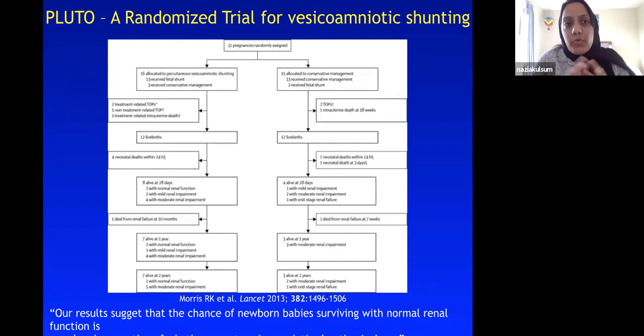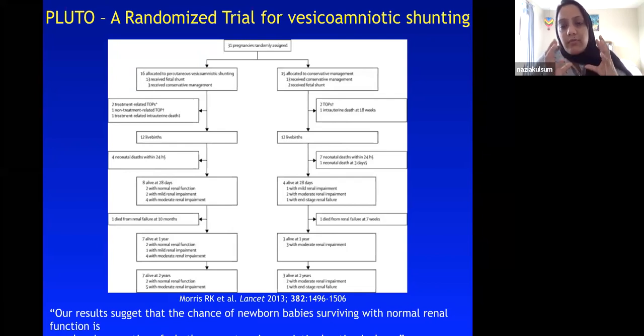Pluto was a study that was done many years ago, and this was basically to look at kids who had severe oligohydramnios with posterior urethral valves. Again, as we all know, fetal urine or the amniotic fluid is very important for lung development. So in this study, they wanted to see if somehow they could drain the bladder during the time of gestation, whether they could prevent both the lung hypoplasia and also prevent renal dysplasia.